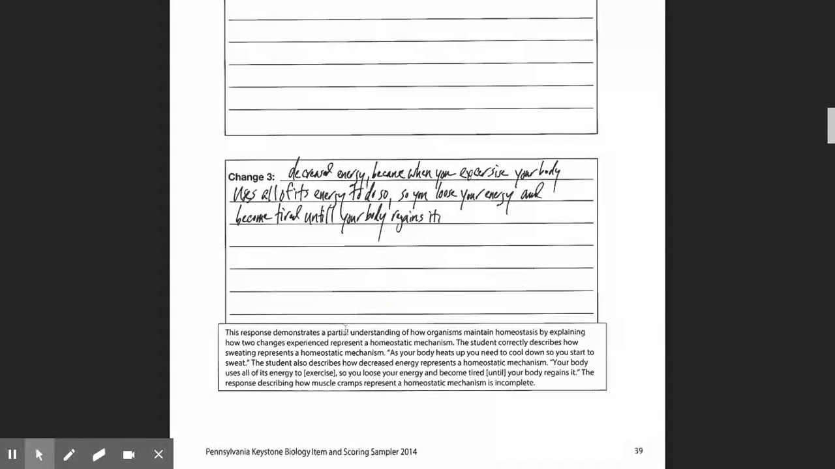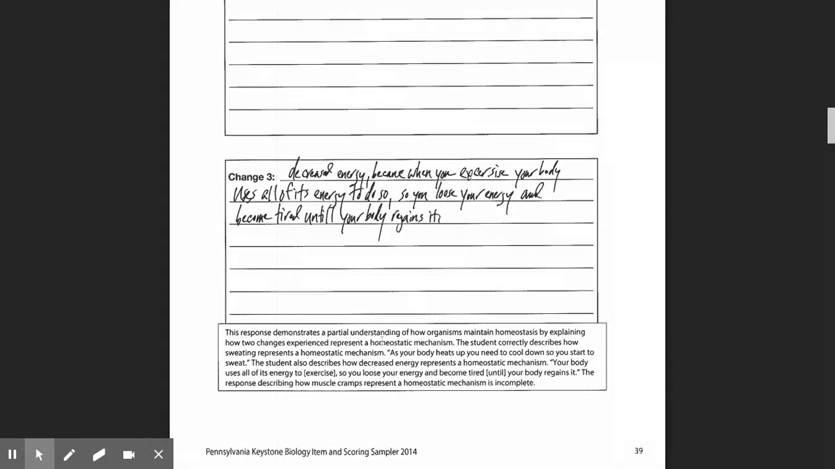So in this one the student received a 2, and the response demonstrates a partial understanding of how organisms maintain homeostasis, because essentially 2 out of 3 are correctly described. So, for example, with regards to sweating, as your body heats up, this is a quote from the student's work, you need to cool down so your body start to sweat.